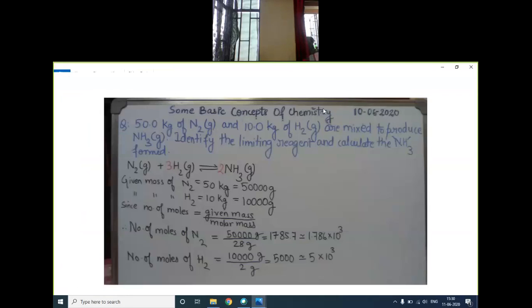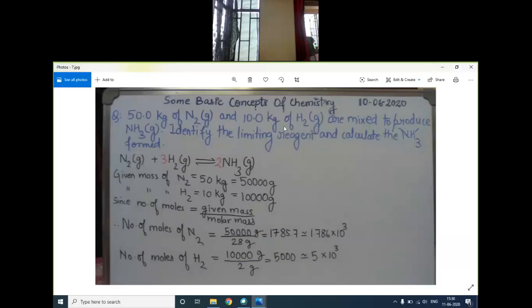Here it is given that 50 kg of nitrogen gas and 10 kg of hydrogen gas are mixed to produce NH3, ammonia. Here you have to identify the limiting reagent, and as we know, the limiting reagent decides the amount of product, hence we will calculate the amount of product formed. Here the product is ammonia, because nitrogen reacts with hydrogen forming the product ammonia. So we will use that limiting reagent to calculate the amount of NH3.